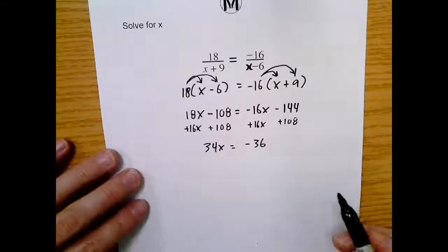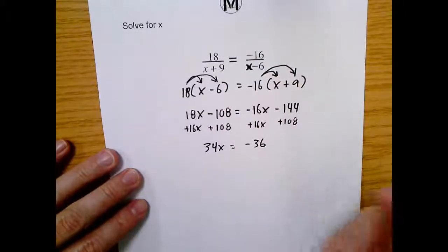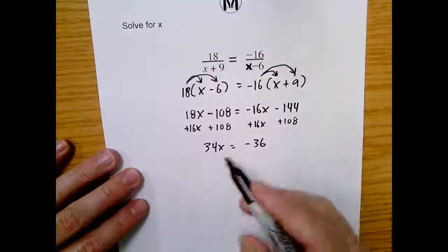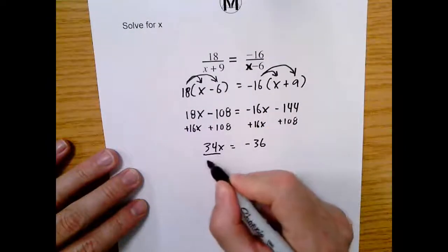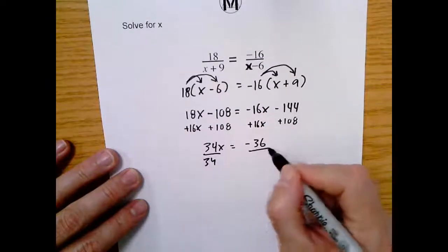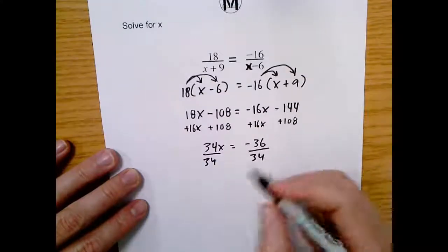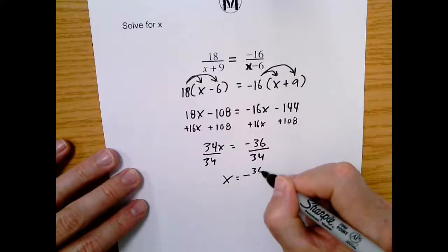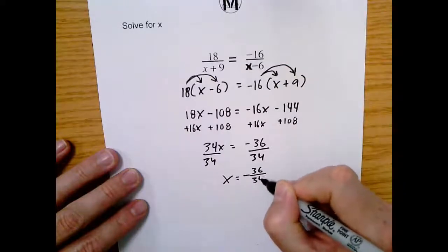Now all we've got to do is get this x all alone. Well, this is 34 times x. What is the opposite of multiplying by 34? Dividing by 34. And so we're going to get x is negative 36 over 34.